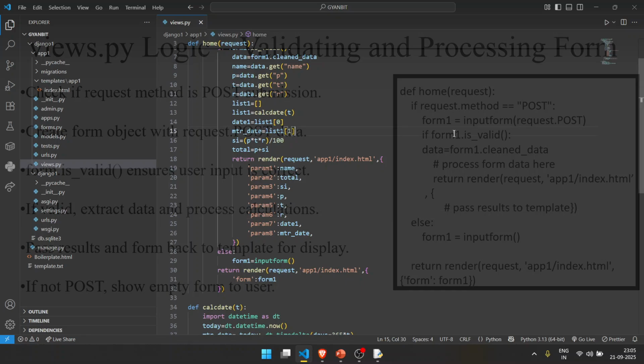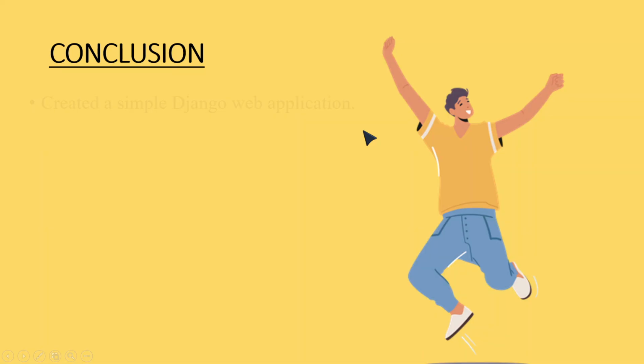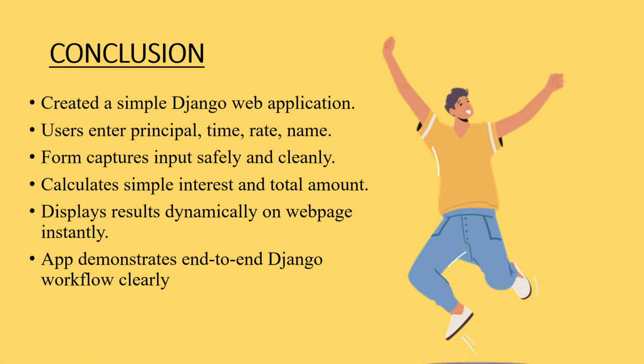So we have created a simple Django web application where the user enters principal, time, rate, and name. The form captures input safely and cleanly, calculates simple interest and total amount, and displays results dynamically on a web page instantly. The app demonstrates the end-to-end Django workflow clearly. And this was it.